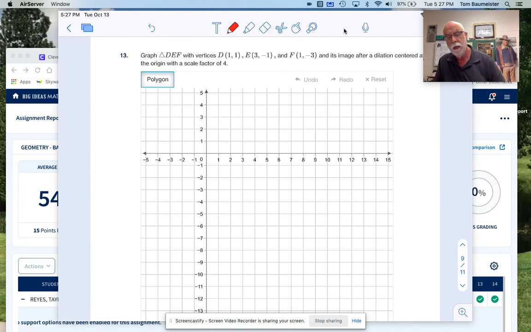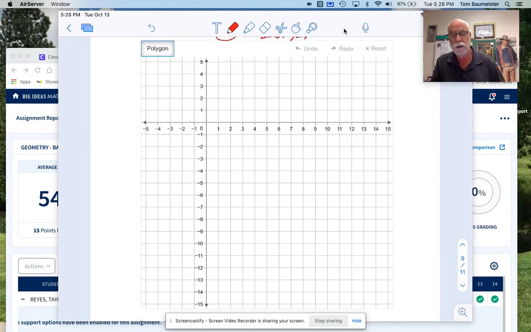So 13 says graph DEF with vertices D at (1, 1), E at (3, -1), and F at (1, -3), and its image after the dilation centered at the origin with a scale factor of 4. So remember, a scale factor of 4 means it's going to get larger. Remember, if it's a fraction, it'll get smaller. But again, just go ahead and take each one.